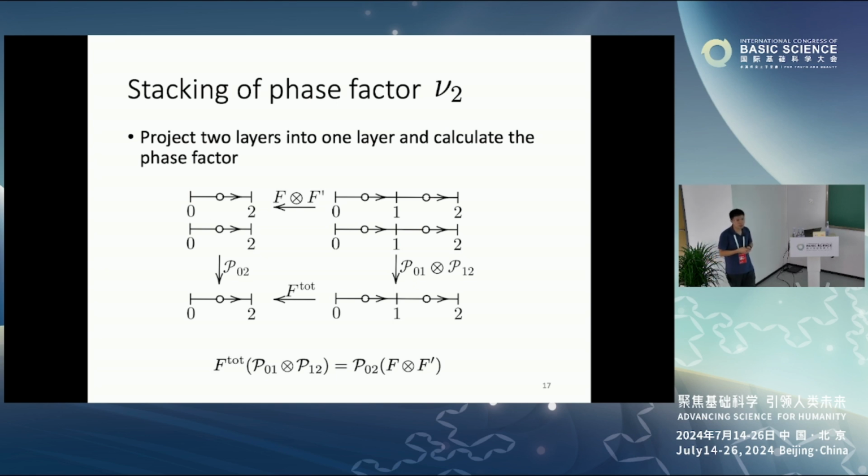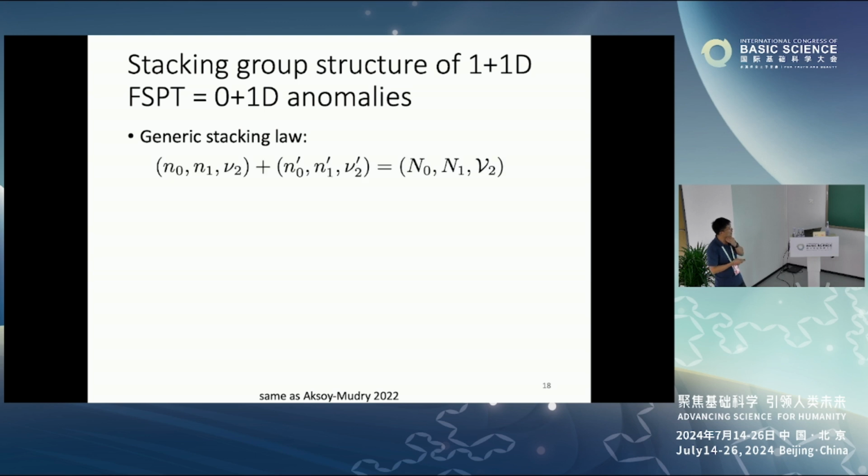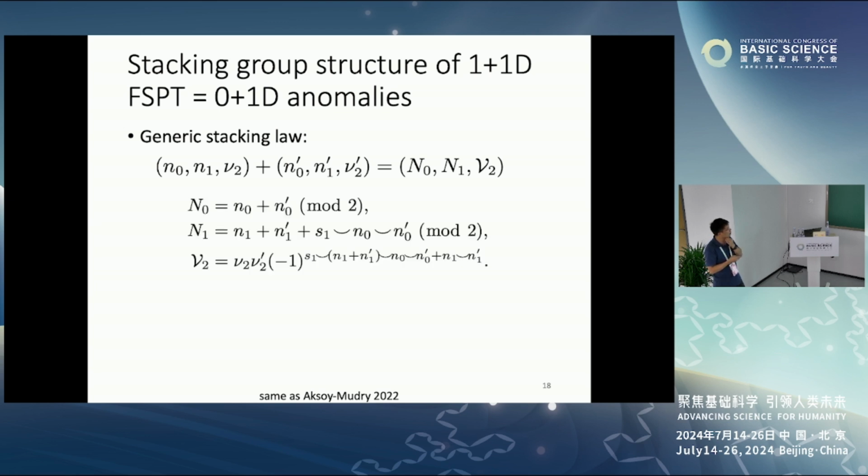And from this relation, we can recover what is the F total for the total system F move, and we can read out what is the new data for the total system. So that's the procedure we do. And finally, we obtain the stacking rule like that. So we have a fermionic SPT labeled by these 3 data and another SPT. When we stack them together, we obtain a total one. And the total one and these 2 are related by these equations.